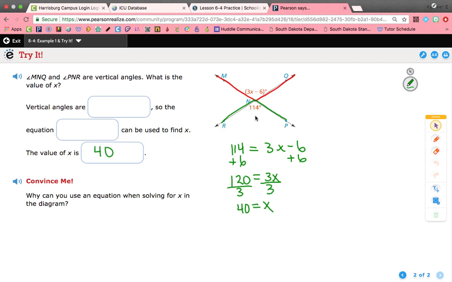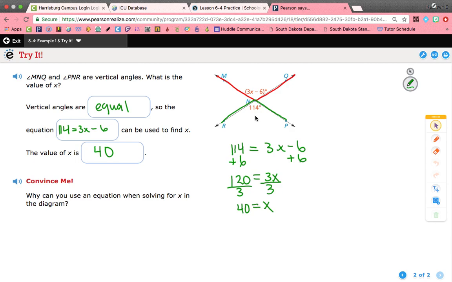Vertical angles are equal. So the equation 114 equals 3x minus 6 can be used to find x. The value of x is 40. Okay, convince me, why can you use an equation when solving for x in the diagram? Because we know that two things are equal to one another, and that is an equation.